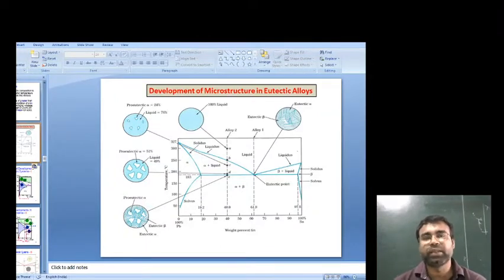As in the phase diagram, we are moving towards the development of the microstructure in eutectic alloys. In the earlier class, we discussed how this particular eutectic system is represented. So, just a briefing regarding what a eutectic system is and how this system identifies the particular things.